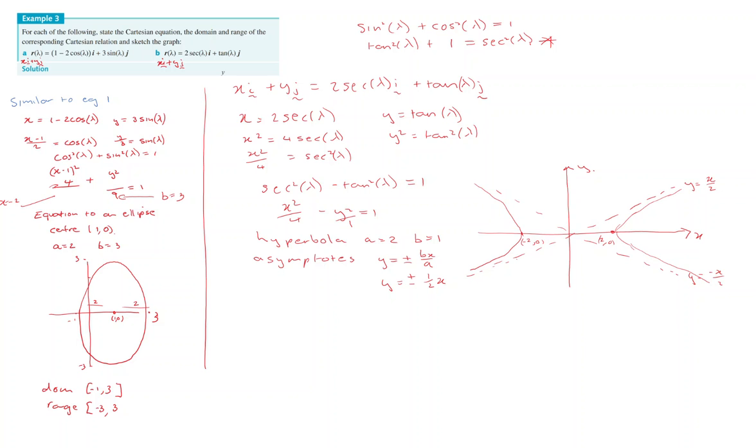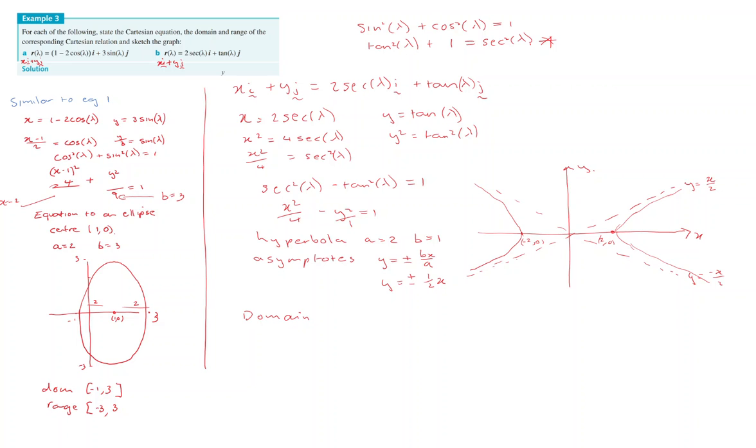Notice if you tried to find y-intercepts, you would have said, okay, if x is equal to 0, then you would have minus y squared on 1 is equal to 1. So y squared would have to equal minus 1, and obviously you can't take the square root of a negative number. All right, so watch the domain.